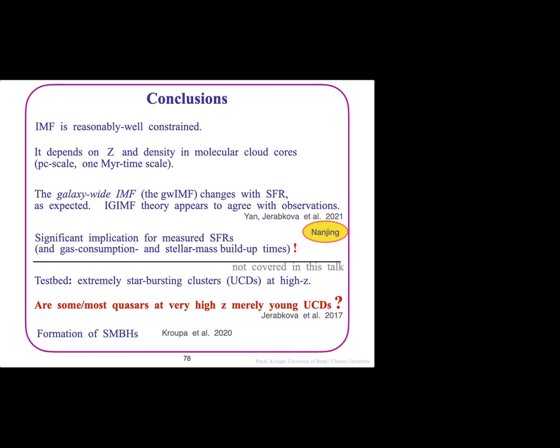Now, there is an issue which František Dinnbier in Prague is studying, and he's basically finished with that project. When you eject massive stars, depending on the velocity, they will have curved trajectories. And when one wants to follow them back to the origin, one will maybe make an error, because the trajectory is curved.